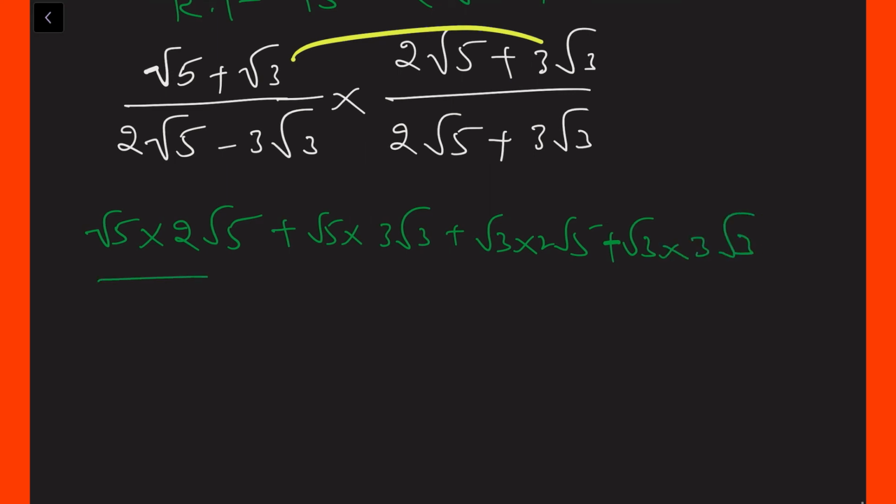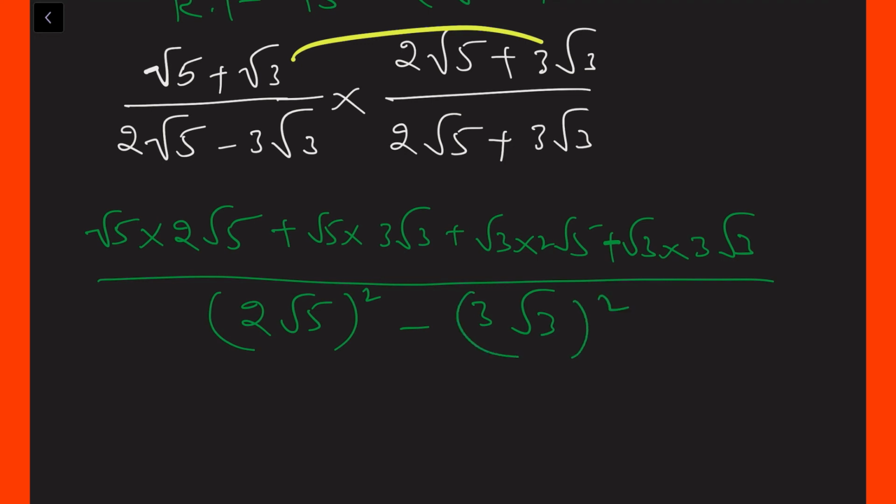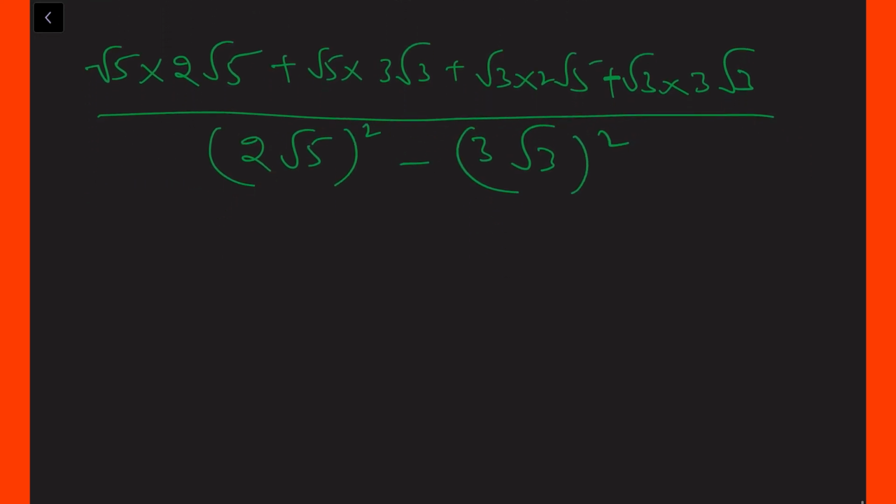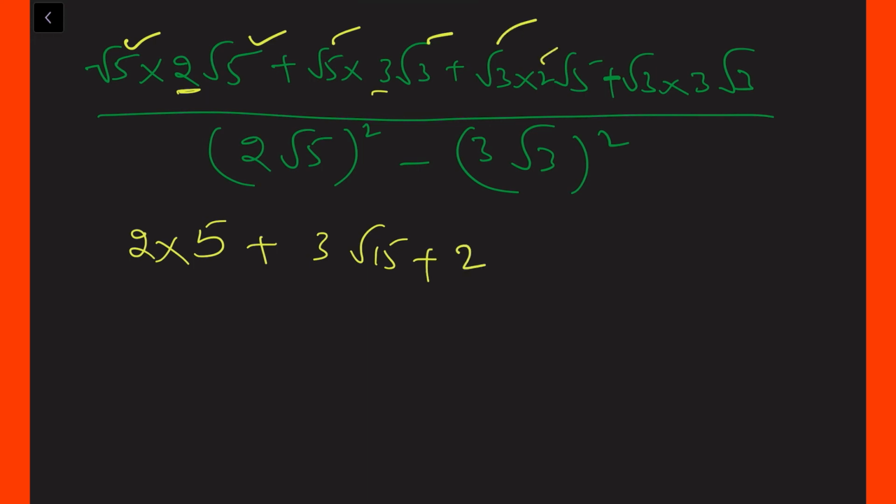Whole divided by, always the denominator will be a square minus b square only. So 2 root 5 whole square minus 3 root 3 whole square. Now if any simplification is possible, we will do that simplification. Here number 2 as it is into root 5 into root 5, 5, plus here 3 alone, root 5 into root 3, root 15, plus 2 alone, root 3 into root 5, root 15, plus 3 alone into root 3 into root 3, 3.